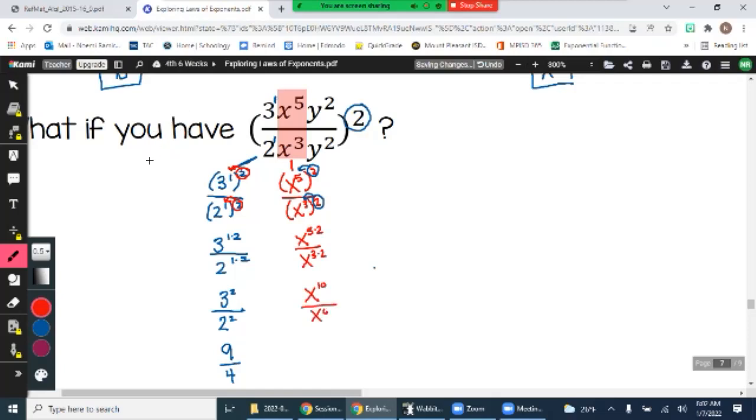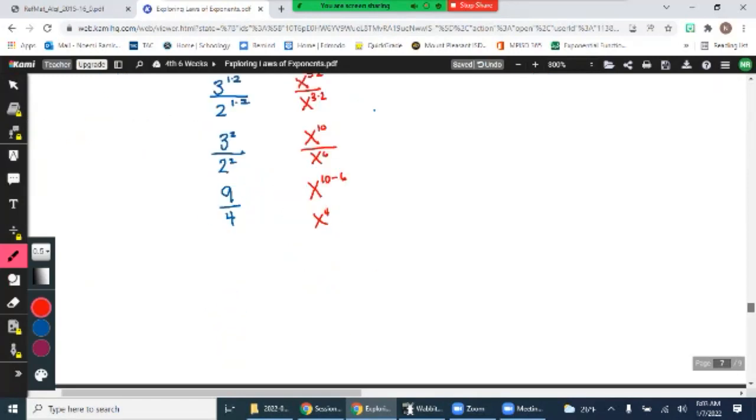Now, when you're dividing two powers with the same base, you subtract the exponents. X to the power of 10 minus 6. 10 minus 6 gives us 4. Now, since this is no longer a fraction, we know that this is going to end up being on the top side, or just write it out to the side.